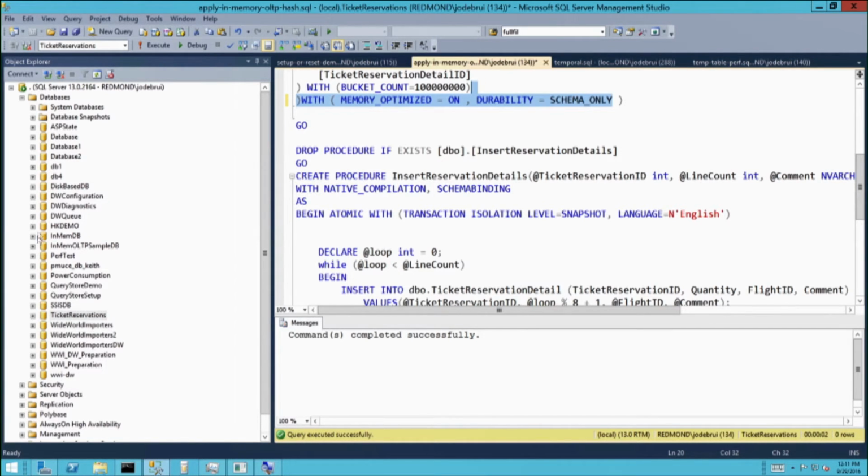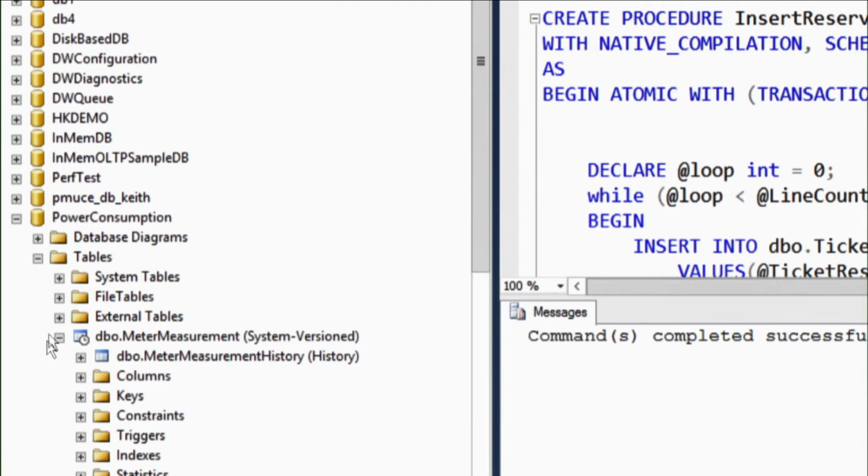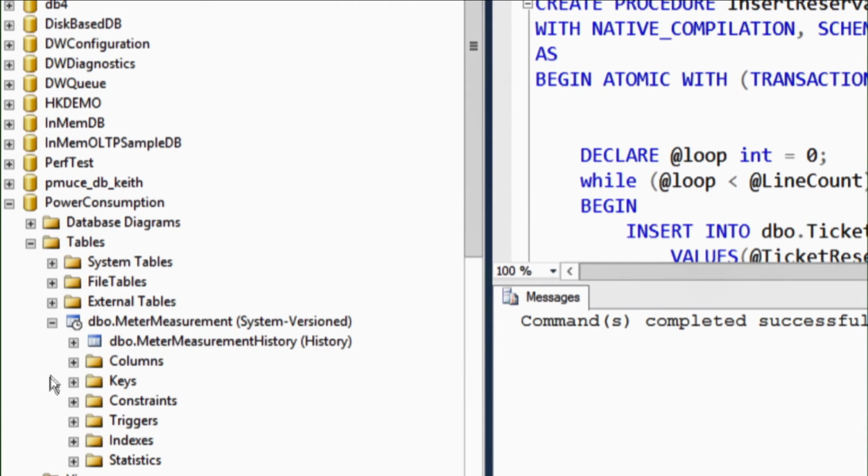Let's see, which database was it? Power consumption, okay. If we look here at the table, we see dbo.MeterMeasurement with a system version, which indicates it is a temporal table, a table maintaining its own history. And we have this history table here.